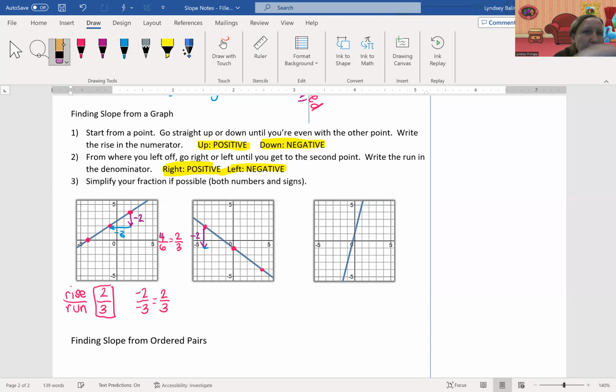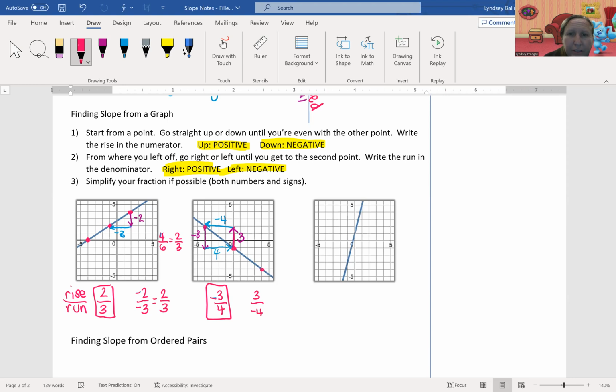Oh, I counted wrong. Sorry, guys. Actually I'm going down 3. That's a negative 3. And then over 1, 2, 3, 4 to the right. Right is a positive. So our slope here is negative 3 over 4. As long as there is one negative somewhere in that fraction, it means it's negative. So if you had done it the other way, where we went up 3 first and then 4 to the left, your negative would have been in the denominator, but still the same thing, negative 3/4.